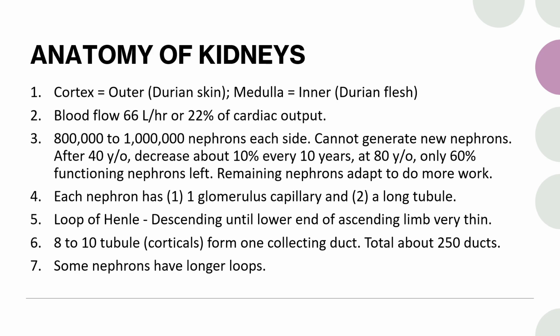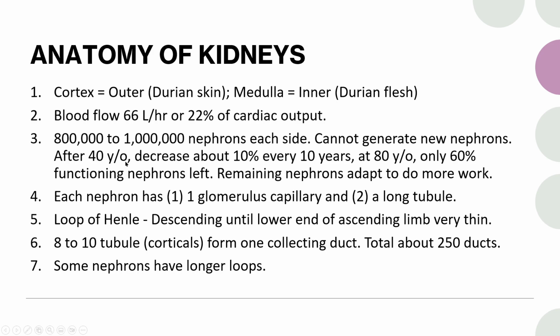Medulla means middle. Okay, so there is about 66 liters flowing through your kidney every hour. 66 liters of blood. And this is 22% of whatever the heart pumps. There are about 800,000 to 1 million nephrons. Okay, later we will learn what nephrons are. So each kidney has 1 million nephrons, and they cannot regenerate. So if they die, then too bad. They cannot build new ones.